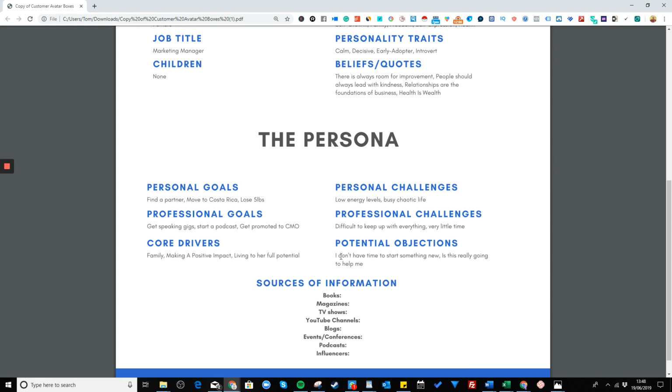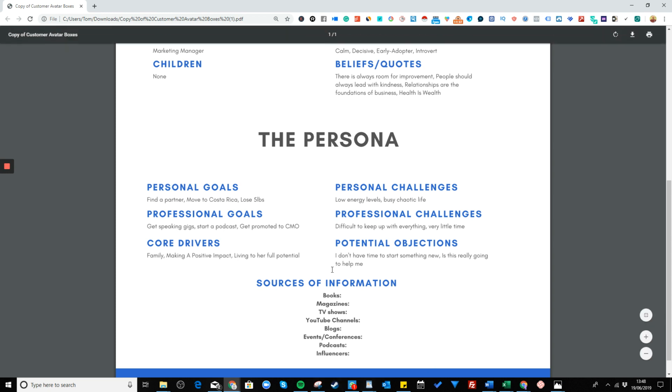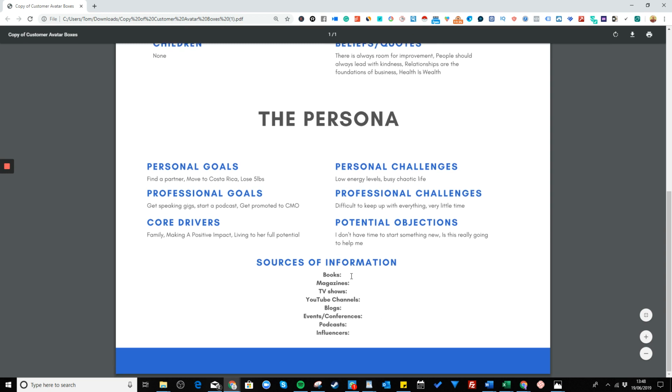And some potential objections: I don't have time to start something new because she's so busy. And is this really going to help me? Is this just another thing? Is it actually going to help me to get where I want to be? So all of this together can really help you to communicate your offering in a really powerful way that's relevant to your ideal customers. Now, this one is just a little bonus one that I've chucked in here.